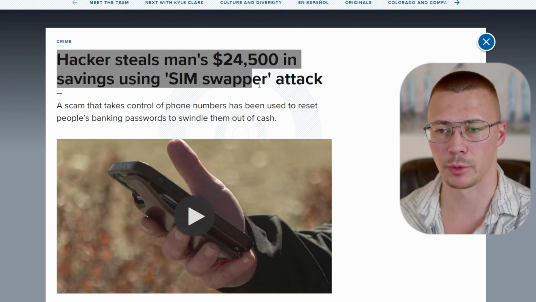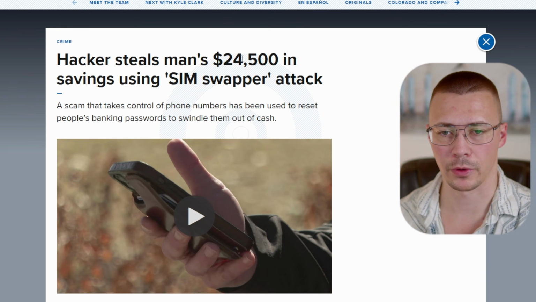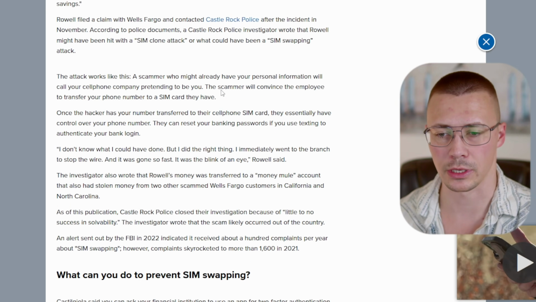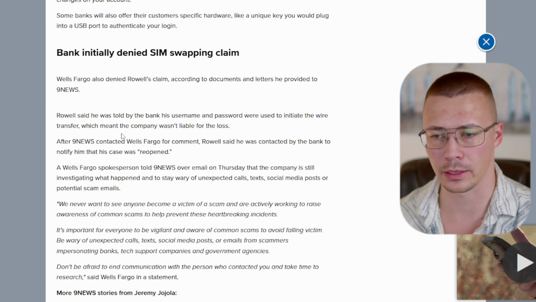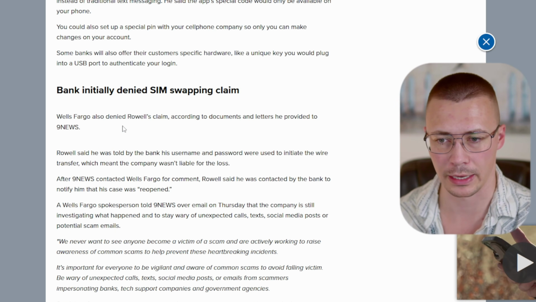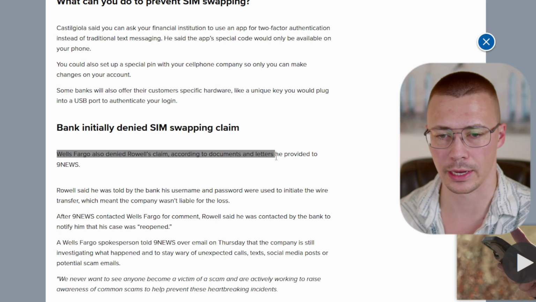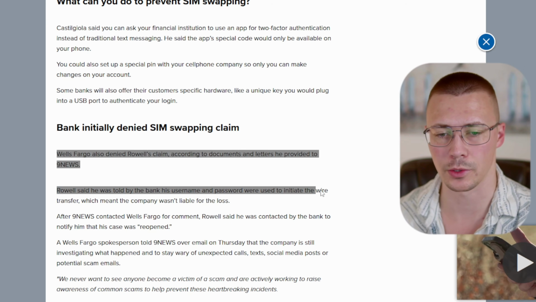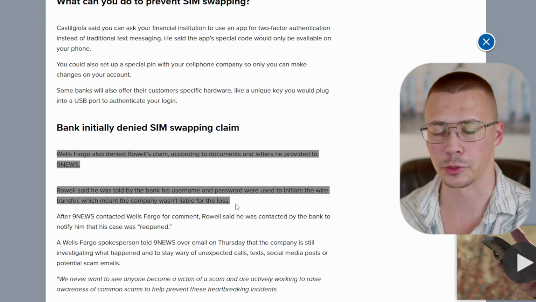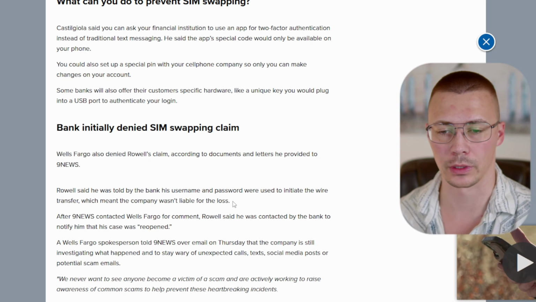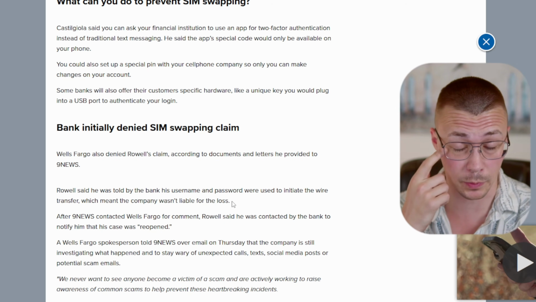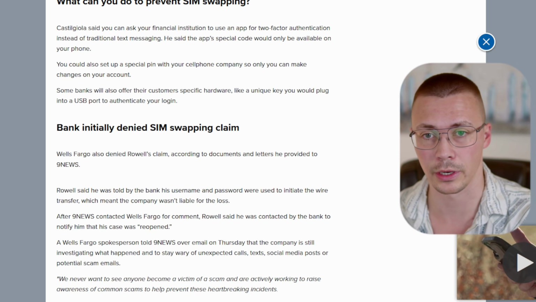This one here talks about how a hacker stole $24,000 in change using a SIM swapper attack. The thing that I want you to pay attention to with this is that it says Wells Fargo denied Roswell's claim. According to documents and letters he provided to Nine News, he said he was told by the bank that his username and password were used to initiate the wire transfer, which meant the company wasn't liable for the loss. And you'll see this in multiple examples. We're going to take a look at another one here in just a second.